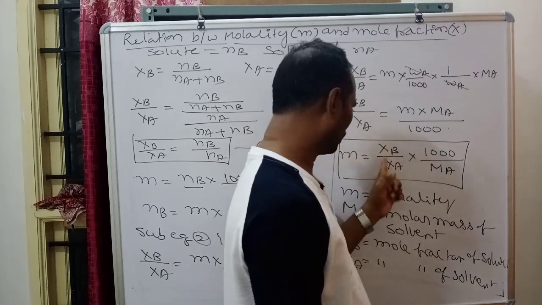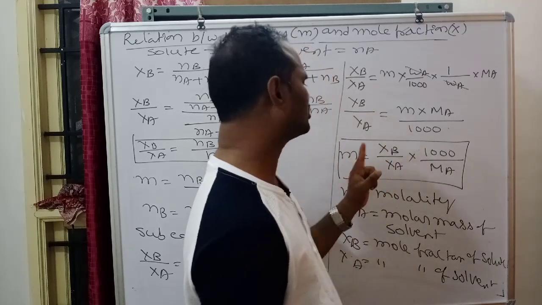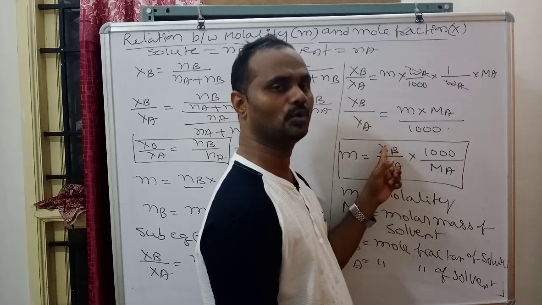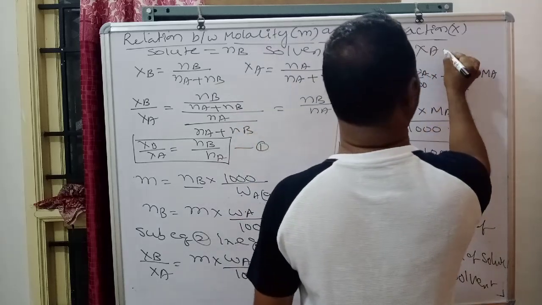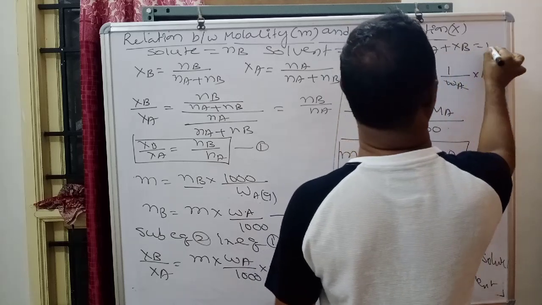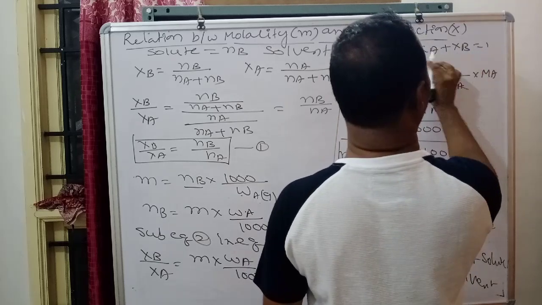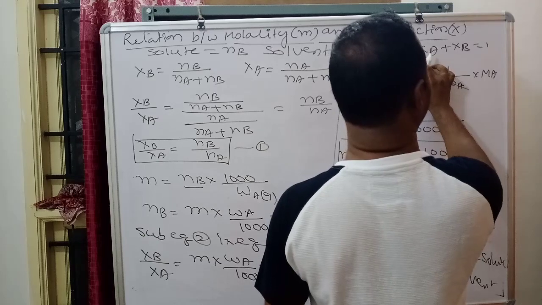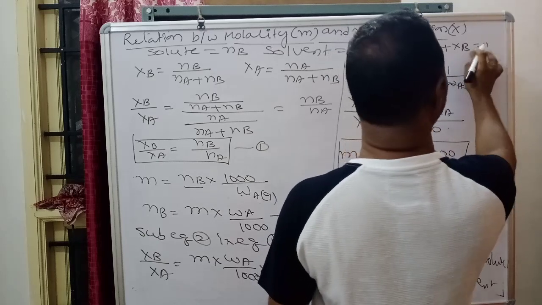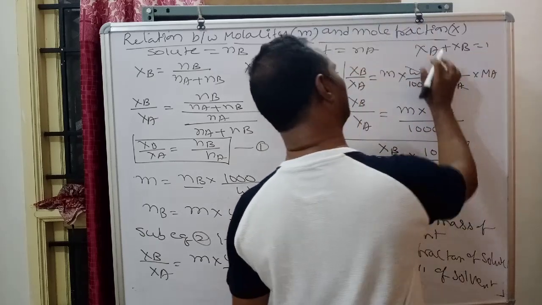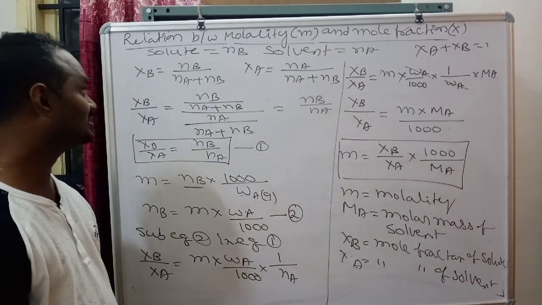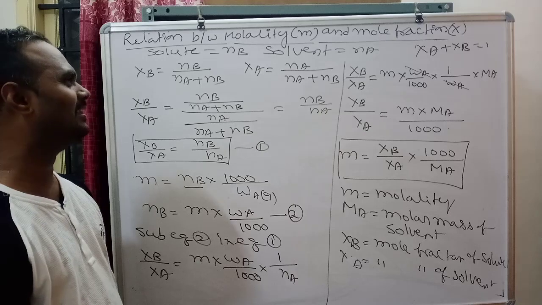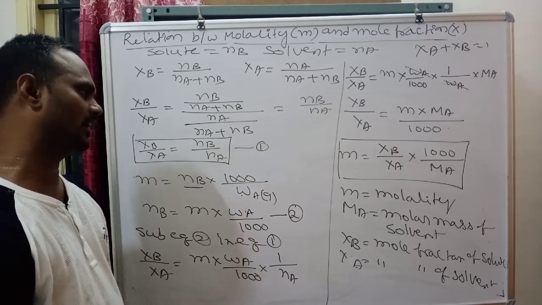This is one more relation between molality and mole fraction. Suppose the mole fraction of solute is given as 0.2. What is the mole fraction of solvent? You already know XA plus XB is equal to 1. This is 0.2, so what can we write here? 1 minus 0.2. Here XA is nothing but 0.8. Like that you have to calculate. This is the relation between molality and mole fraction.